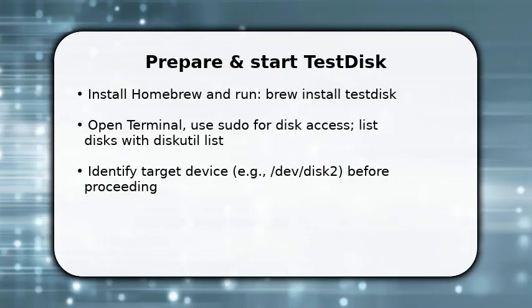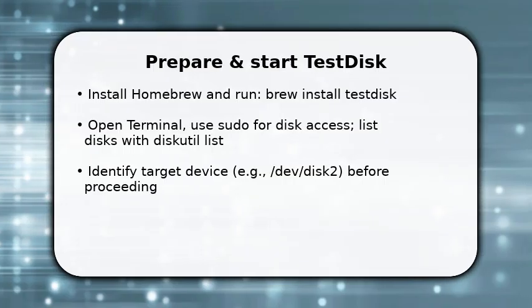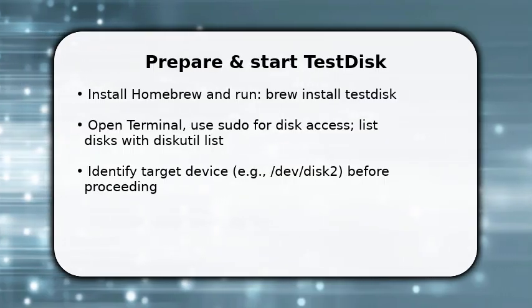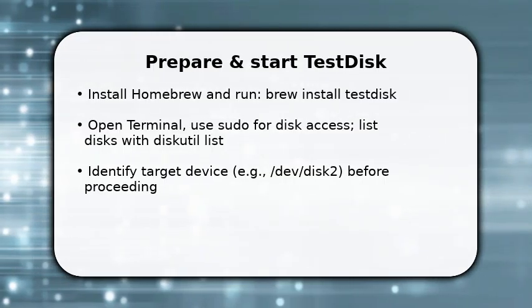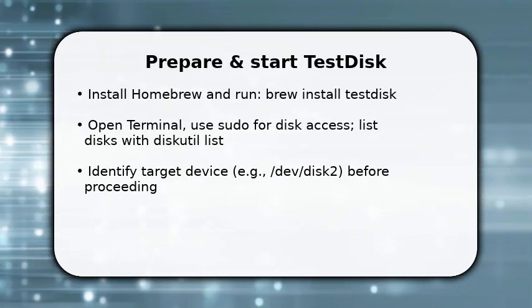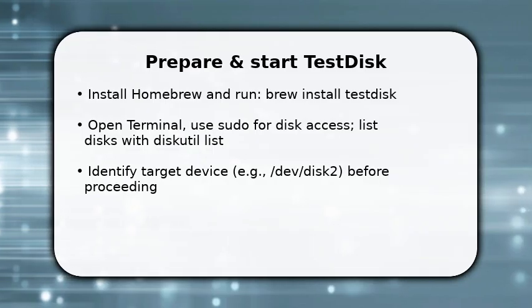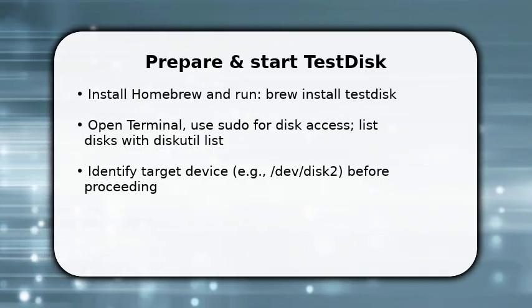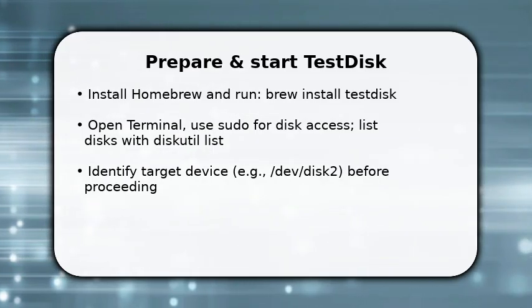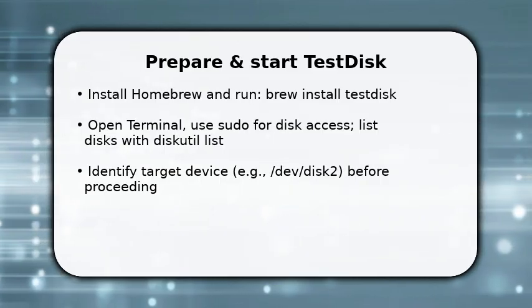You begin by installing TestDisk via Homebrew and granting Terminal admin rights, so TestDisk can access drives. Once done, list drives with diskutil list to see identifiers and sizes. Make sure to identify the correct target device, like /dev/disk2. Using the wrong disk will overwrite data.